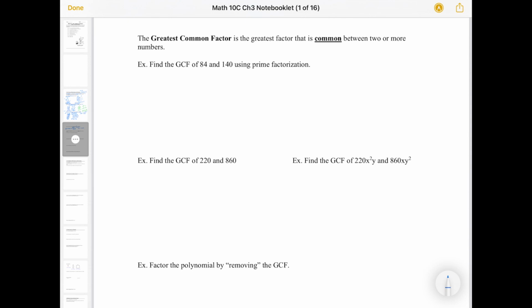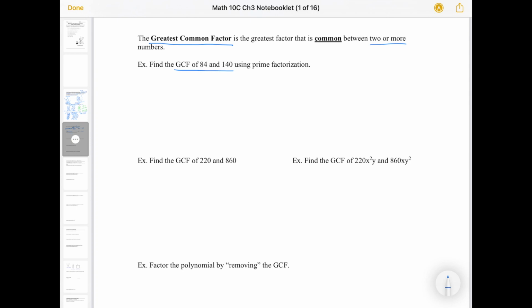Okay, so in our very last thing that we're going to be doing in this section, let's talk about the greatest common factor. So the greatest common factor is the greatest factor that is common between 2 or more numbers. And we can find this again using that prime factorization. So let's find the GCF of 84 and 140 using prime factorization.